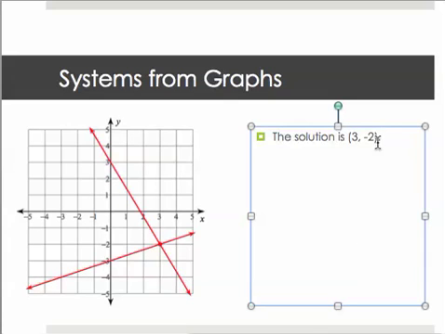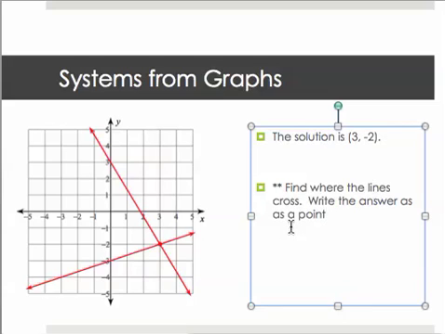So your answer is just, the solution is 3, negative 2. That's it. So if I was taking notes, all I would do is basically write, find where the lines cross, write the answer as a point. Okay? So find where the lines cross, write the answer as a point. That's all you have to do when you're doing it with graphs.